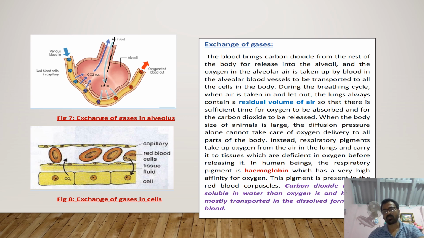The lungs always have a definite proportion of air inside that we cannot expel even if we try vigorously to expel it. That permanent set volume of air is called the residual volume of air.